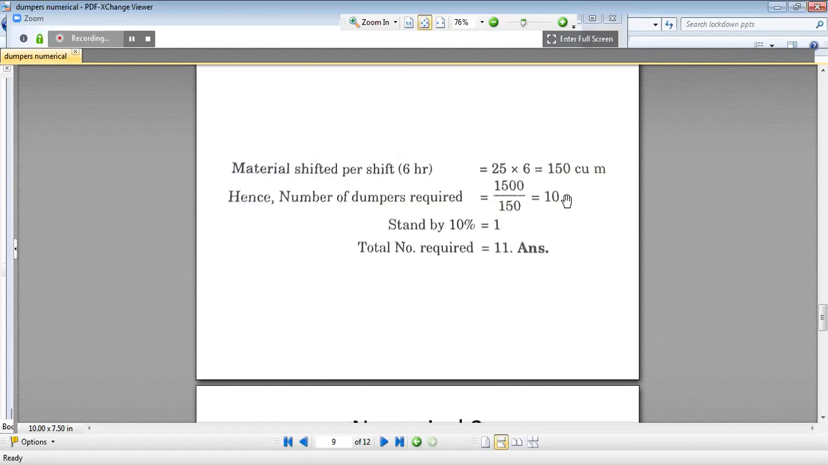So the number of dumpers required is 10, and we should always go with a standby of 10% or 20%. Here I am taking it as 10%. So I am considering 10% standby. 10% of 10 is 1. Therefore, the total number of dumpers required is 11.